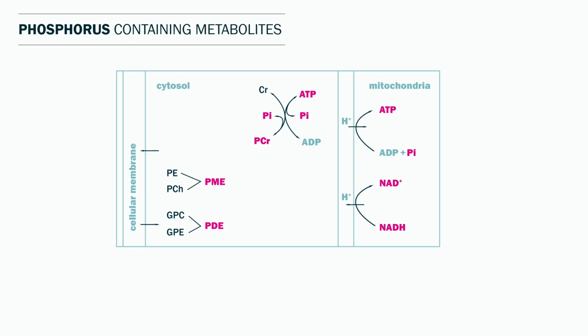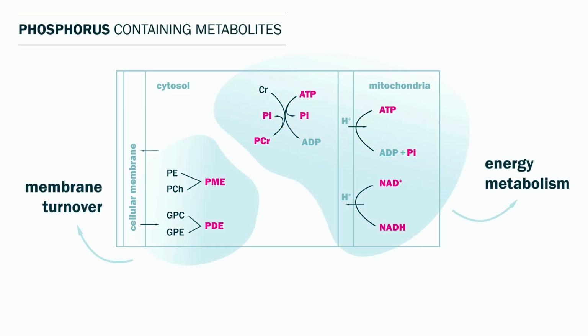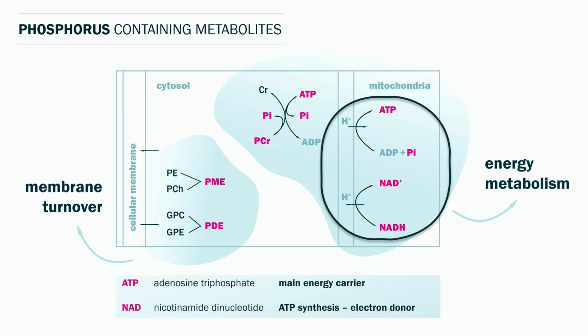So in order to do that, even though some of you maybe don't want to, we need to look at the cell. This is a schematic representation of the cell, and it just so happens that phosphorus is involved in, let's call these two groups of processes, energy metabolism and membrane turnover. So let me just quickly go through them.